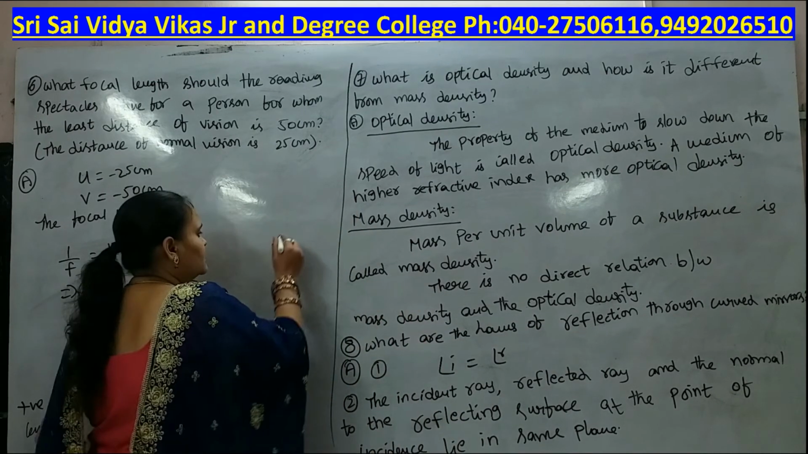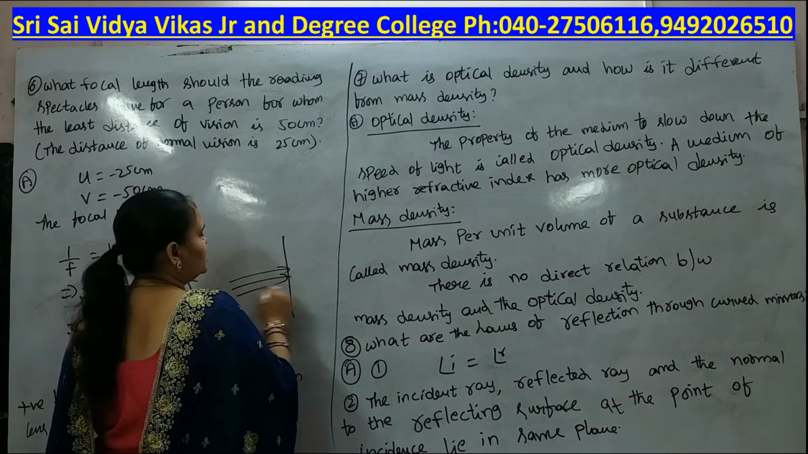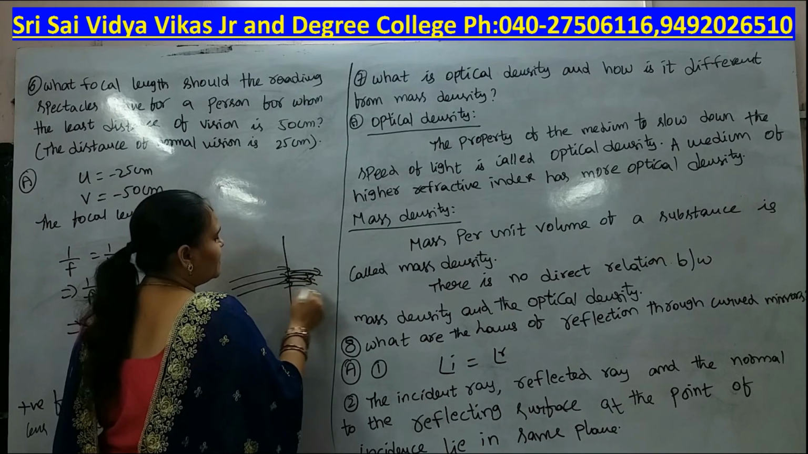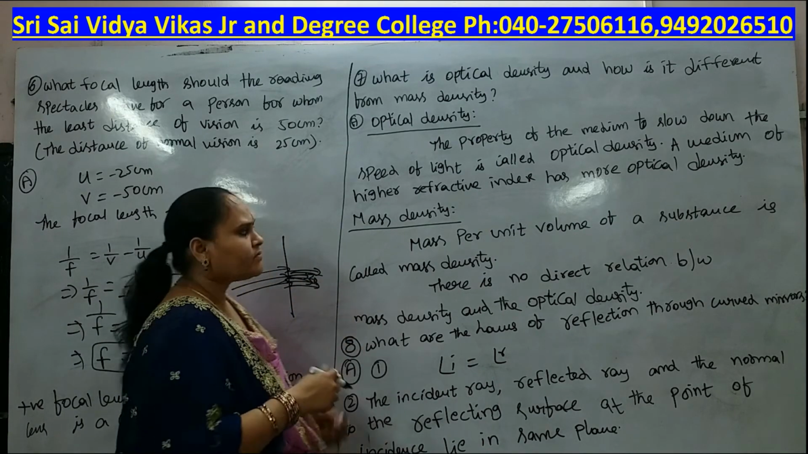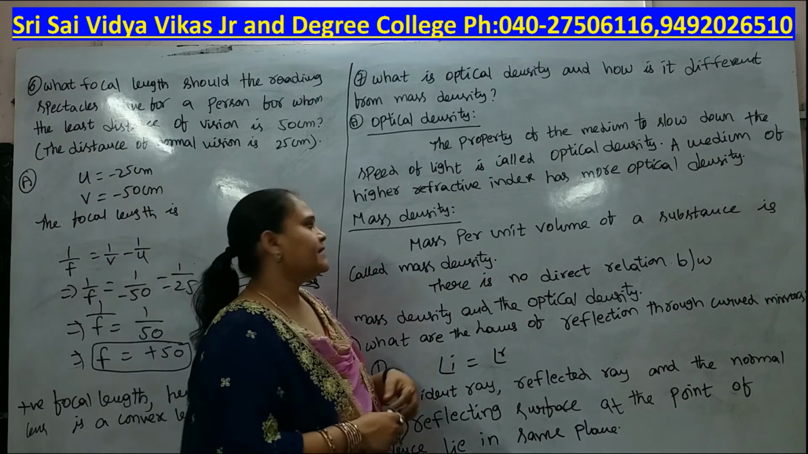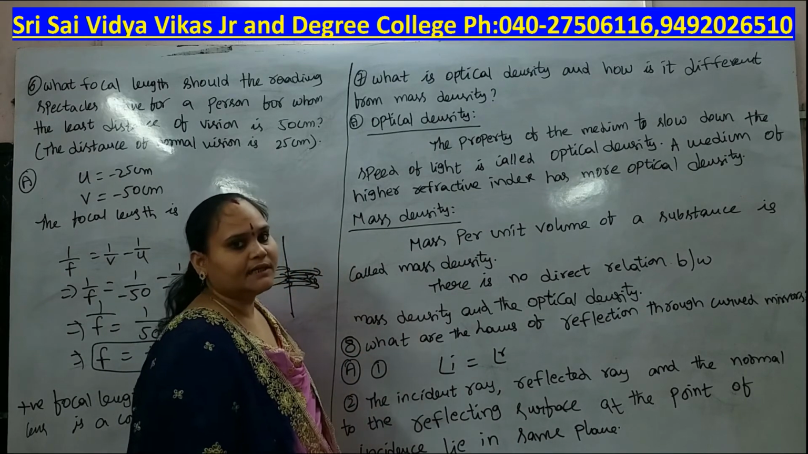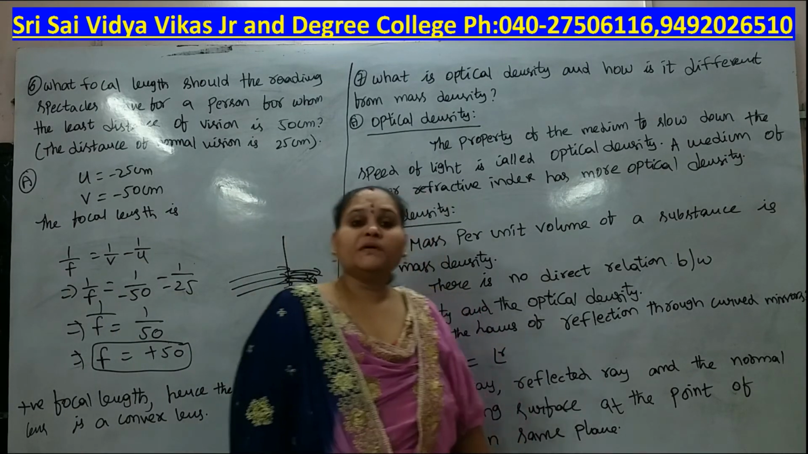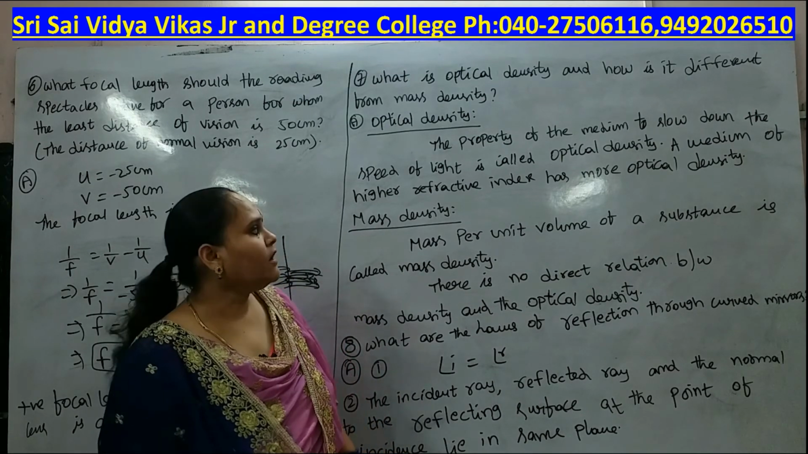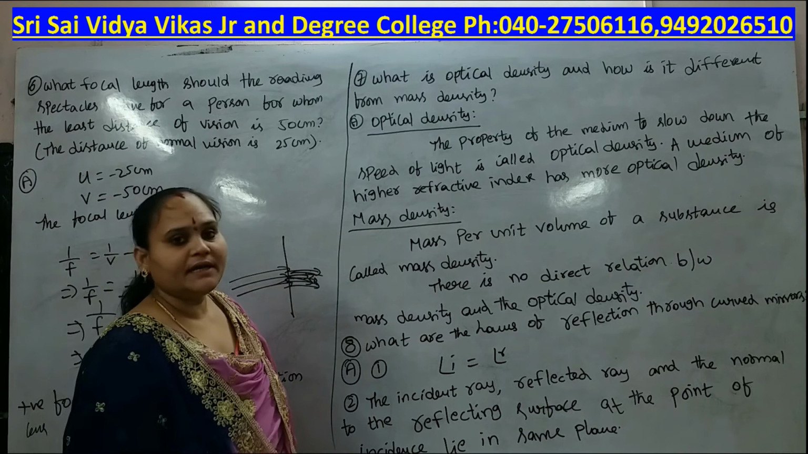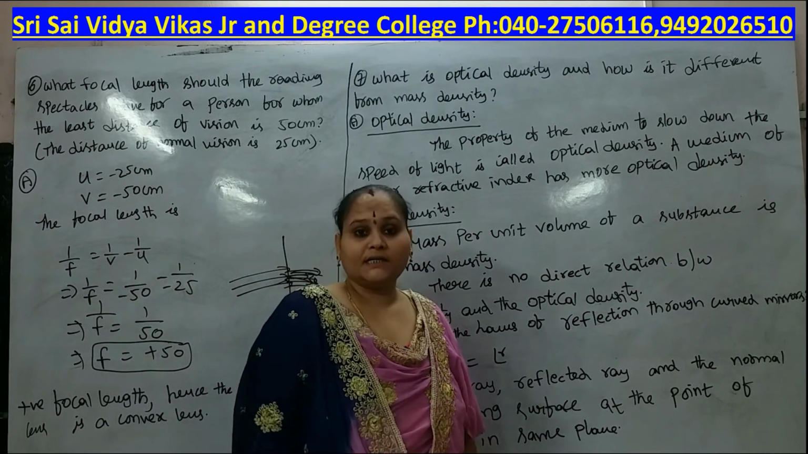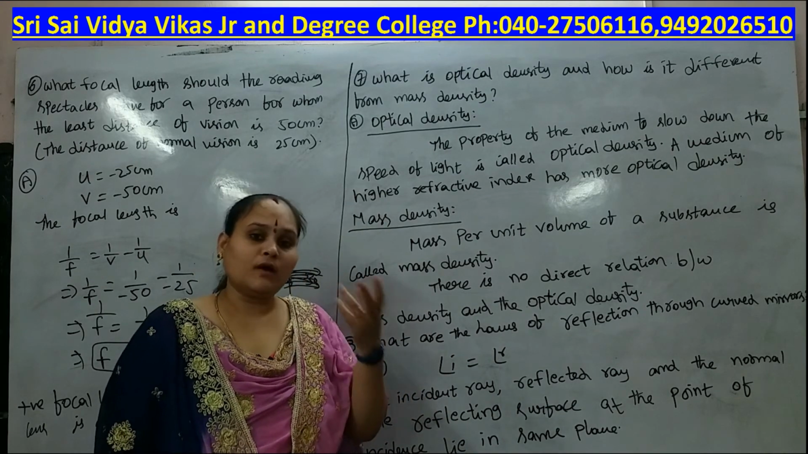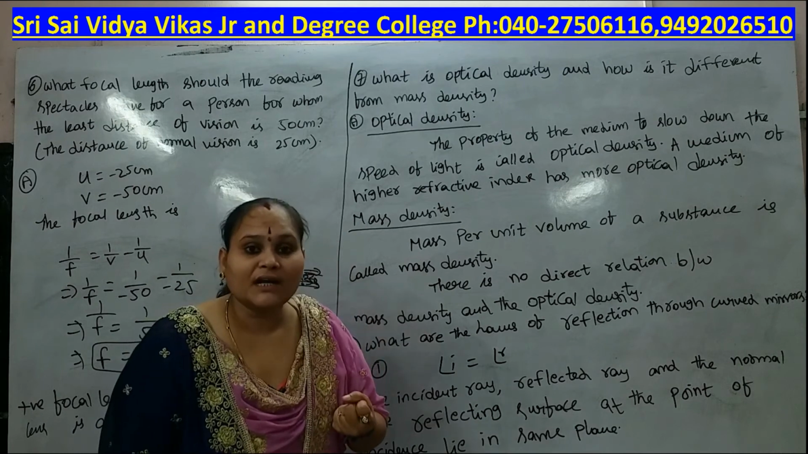That means if this is a medium, the light passing through it will have its speed decreased on entering this medium. The speed of light through this medium decreases, and that effect is optical density. Optical density is the property of the medium which slows down the speed of light passing through it. A medium of higher refractive index has more optical density. That means if the refractive index is high, the optical density is also high, and it reduces the speed of light.